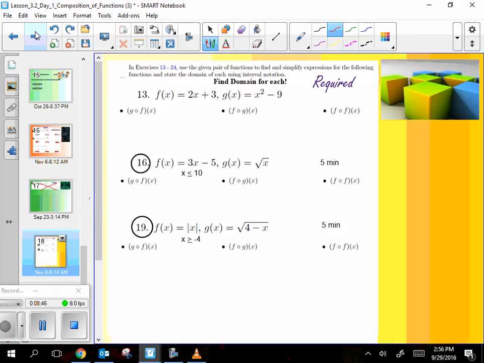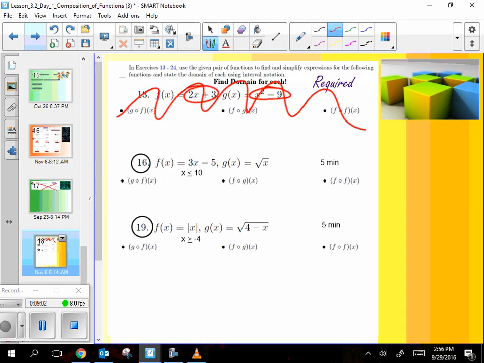Then over here, on number 13, since this is going to be all real numbers and that's going to be all real numbers, the domains aren't real creative, so all real numbers and all real numbers will just come out with all real numbers. So I'm going to have you cross off that one.